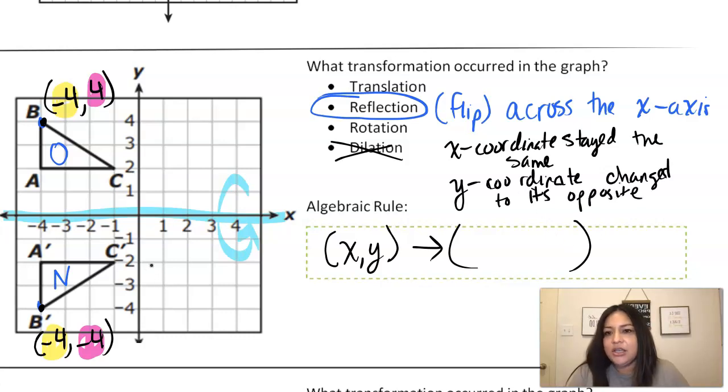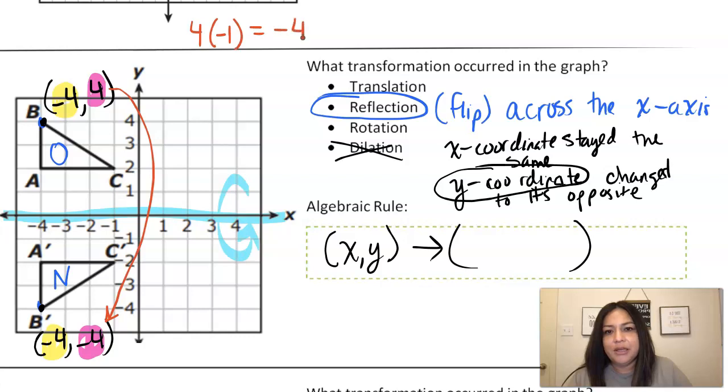Now, how do I change a number to its opposite? I don't add to it. I don't subtract from it. The only thing that I can use to change a number to its opposite is multiplication, but in this case specifically only to the y coordinate, and specifically only a multiplication of times -1. That is the only way I can change a positive 4 to a negative 4. So I need to multiply positive 4 times a negative 1, and that will become a negative 4.